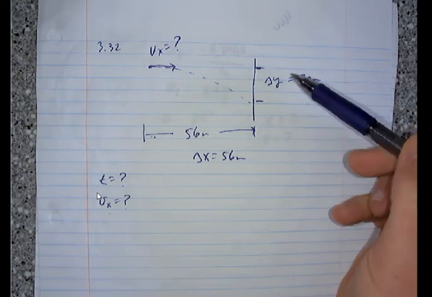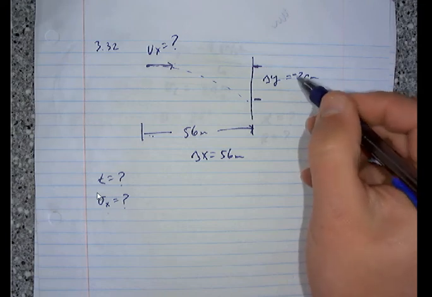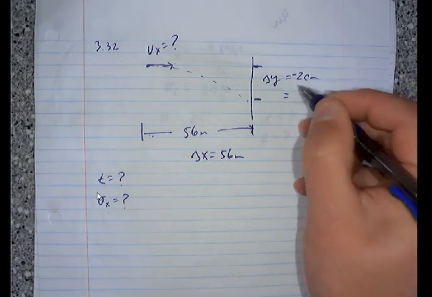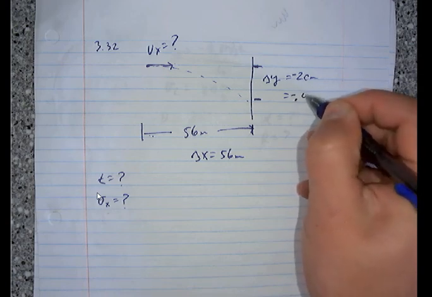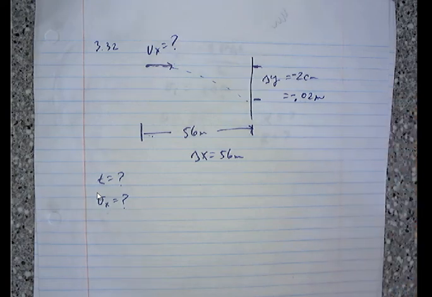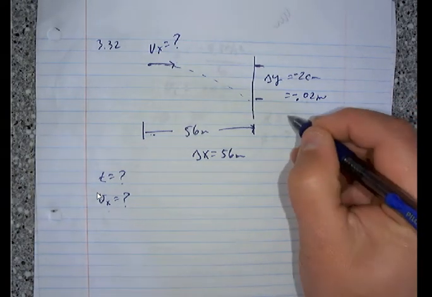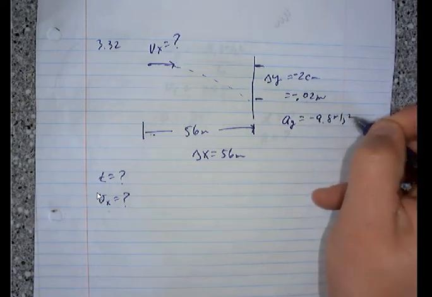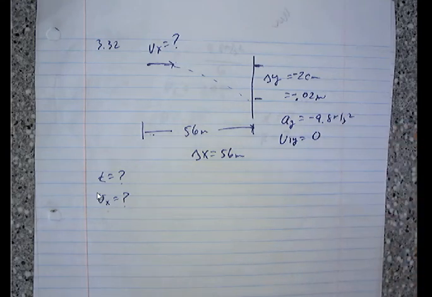So the displacement in the y direction, that's the 2 centimeters. So minus 2, because in the y direction it's going this way. To put it into SI units, I'm going to have to divide by 100. So minus 0.02 meters. There are a few other things that I want to know. Acceleration in the y, just like the previous problem, negative 9.8. Initial velocity in the y direction, 0.